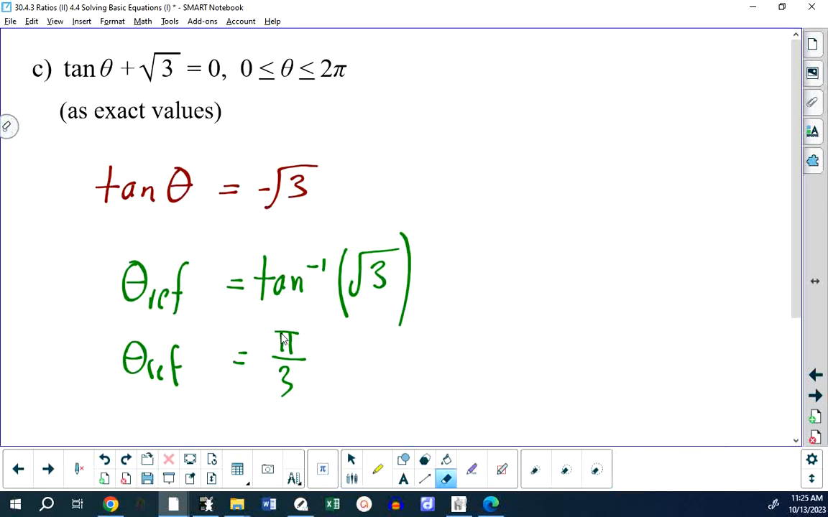Which two quadrants are we going to draw the reference angle in? Well, tangent is negative here and here. Quadrant 2, because tangent is y over x. So in quadrant 2, y is positive, x is negative. Divide, you get a negative. In quadrant 4, x is positive, y is negative. Divide, you get a negative. So it's in quadrant 2 and 4.